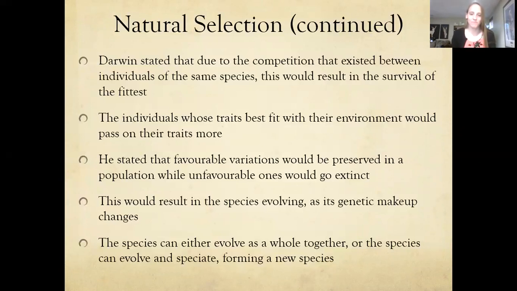those traits more. He said that favorable variations would be preserved, so favorable traits essentially would stay in the population, and unfavorable traits, the ones that decrease survival, would go extinct. This would result in the species evolving as the genetic makeup of the species changes. Species can either evolve as a whole, so the entire species evolves, or part of the species can evolve and turn into a new species, essentially.